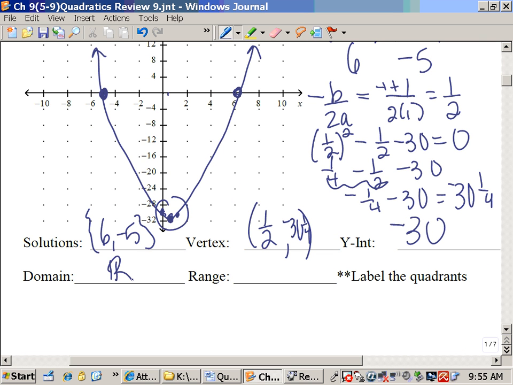And my range always deals with the y value of the vertex. So this lowest point here is negative 30 and 1/4. What's the highest point? Infinity. The 30 and 1/4 has a bracket. The infinity has a parenthesis.